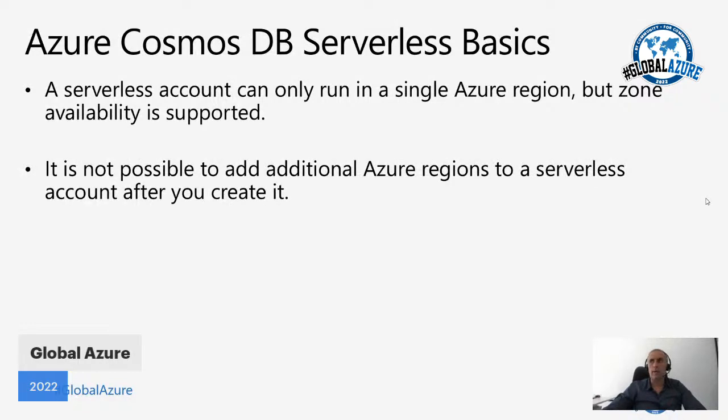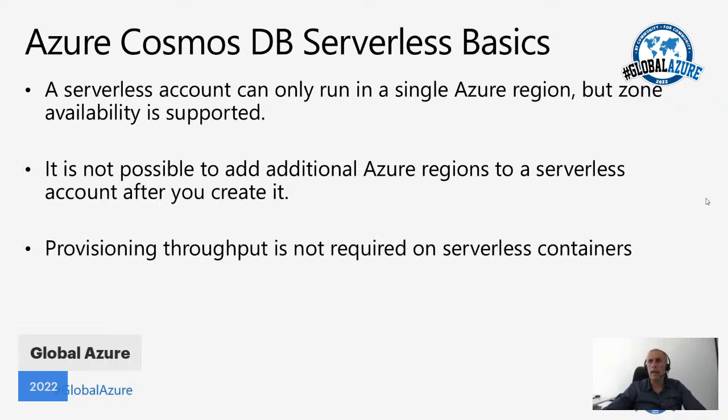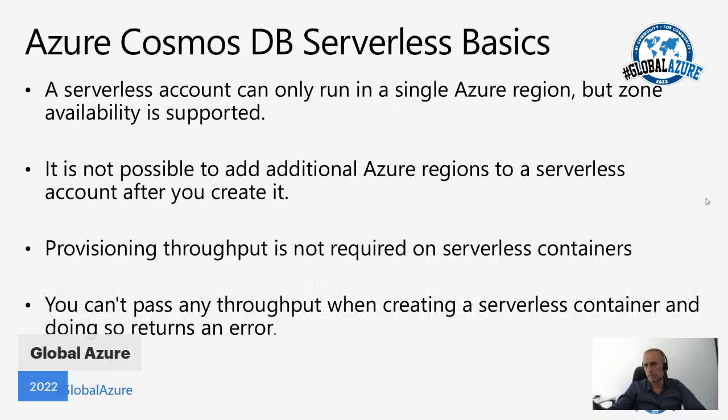It is also not possible to add additional regions to a serverless account later if you create it. And serverless containers will not allow you to add provisioned throughput at a later stage. That means if you create a Cosmos DB account at the serverless level, it will always be serverless for any container in this account. This is the most important.